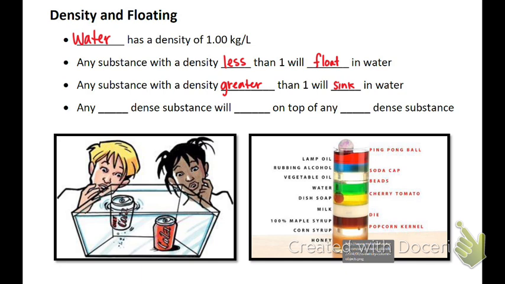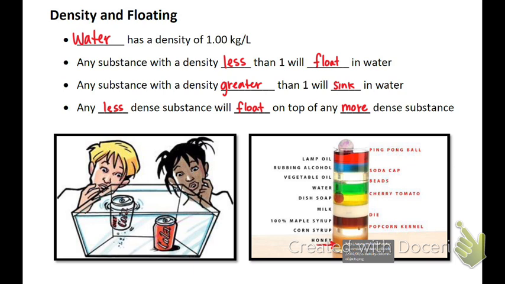So this doesn't just have to be water. Any less dense object or substance will float on top of any more dense object. So this picture underneath here with the different colors, different substances that are more or less dense than each other. It's like down here on the very bottom, we've got honey.